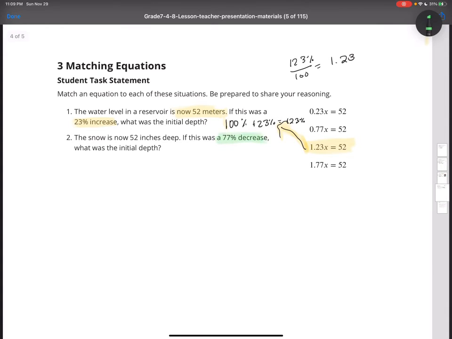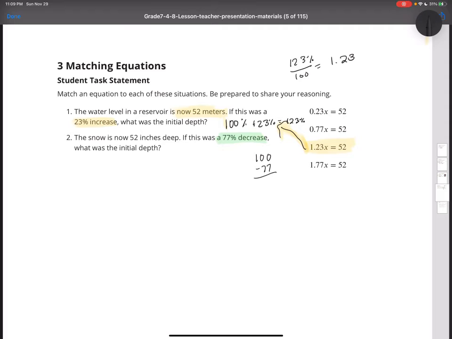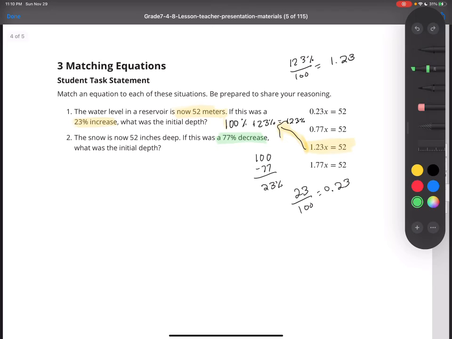All right. This is a 77% decrease, which means that we're actually subtracting 100 minus 77, which would be 23%. Okay. I'm looking for an equation that would model that. Well, let's turn 23% into a decimal, which would be 0.23. And do you guys see an equation that shows that decimal amount? If you guessed the first one, you are absolutely correct. All right.